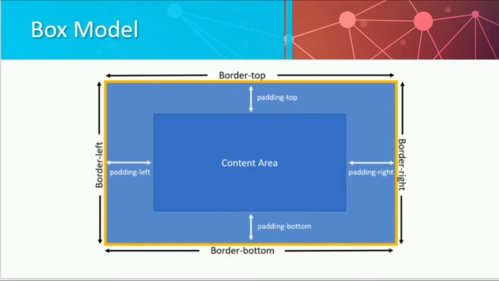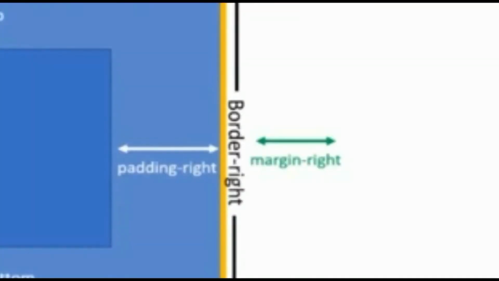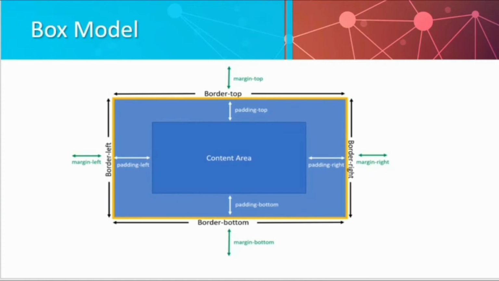And finally, after the border we have margin. Just like the padding is the inner space between the border and the content, margin is the outer space between the border and the other elements. And we have margin right, margin left, and likewise margin top and margin bottom. So we can use margins to control the outer space.